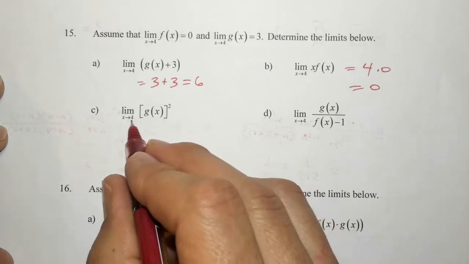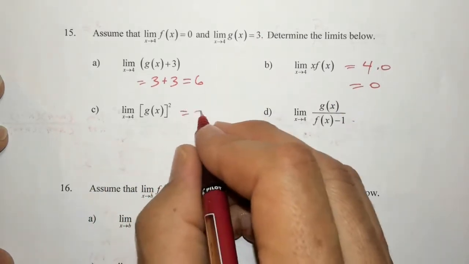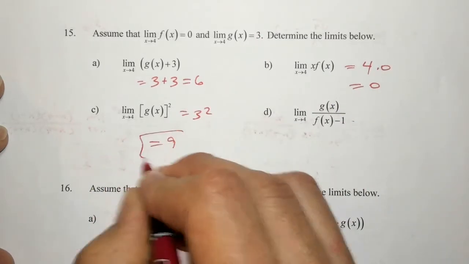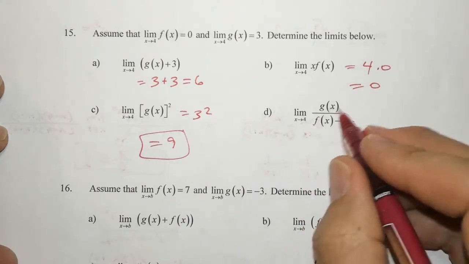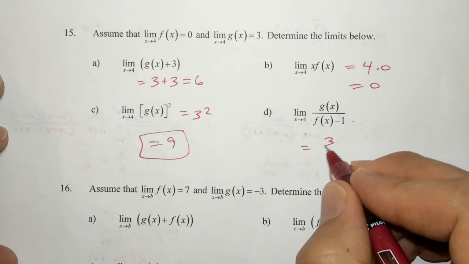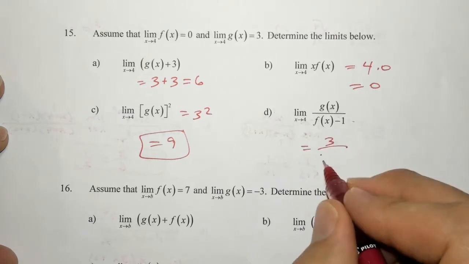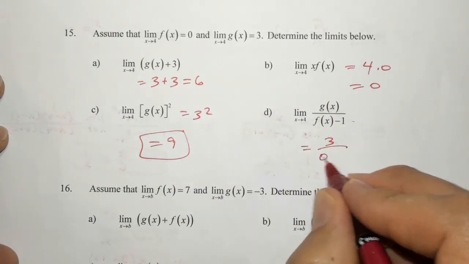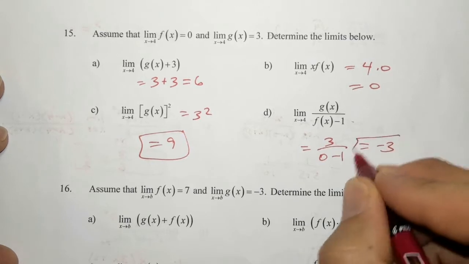C, we know the limit as x approaches 4 of g of x is 3, so this is just 3 squared. And then over here, g, again, the limit as x approaches 4 is equal to 3. Denominator f we know is 0, so we have 0 minus 1, negative 3.